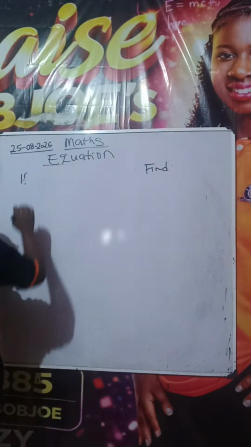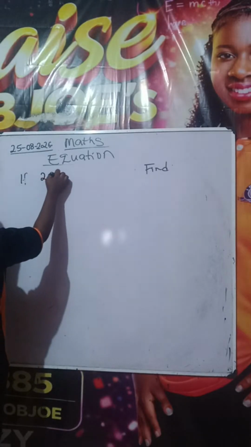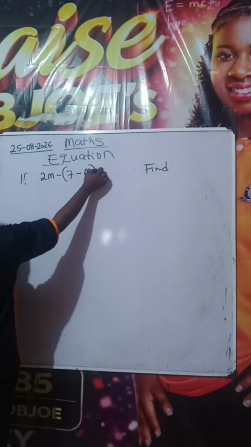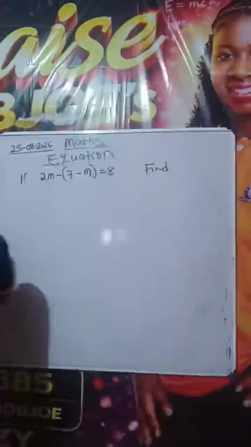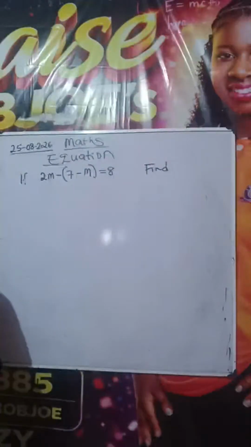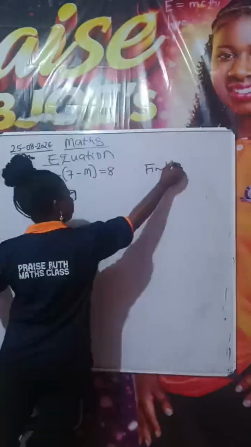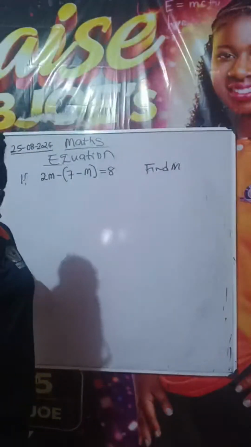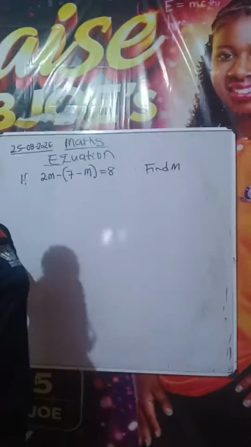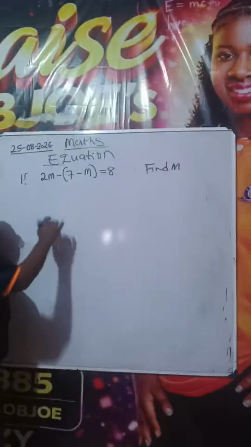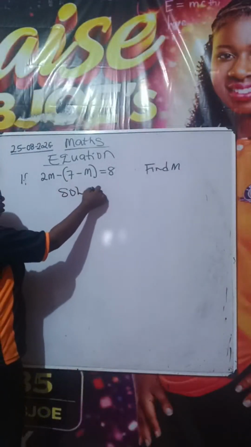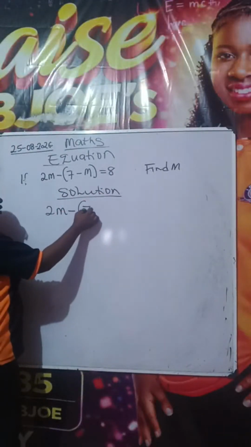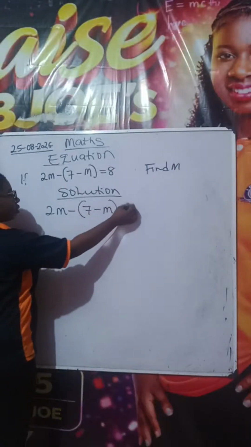So look at this one. I have 2m minus 7 minus m is equals to 8. Now we are asked to find m. We are looking for m. Now all we need to do is to bring down the question solution. So we have 2m minus 7 minus m is equals to 8.